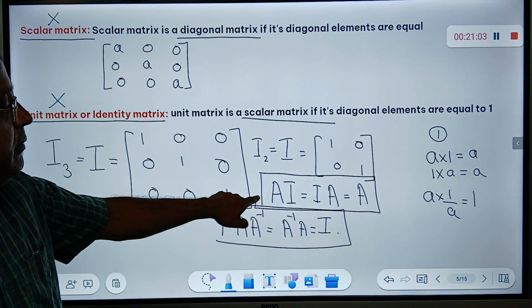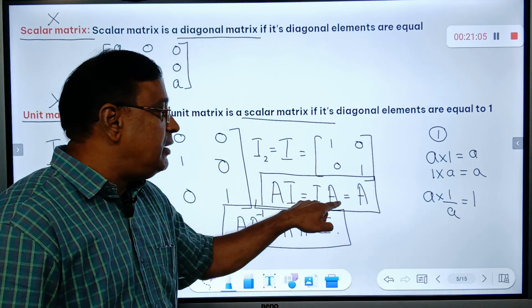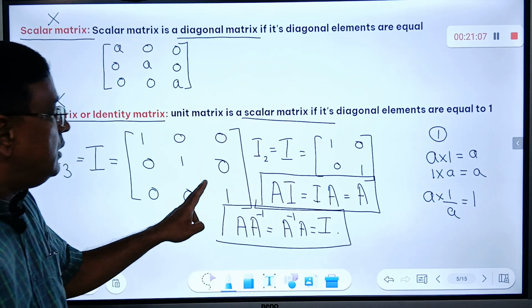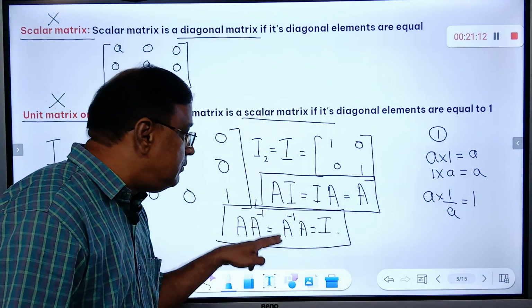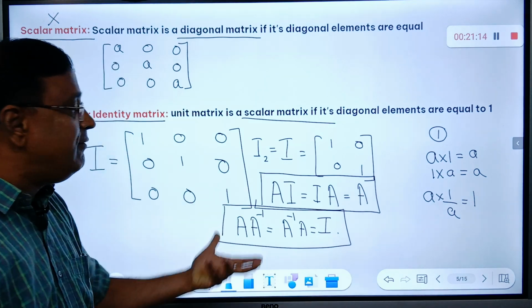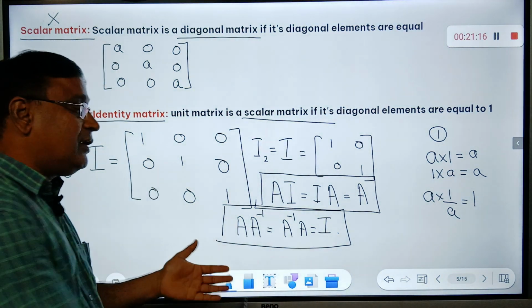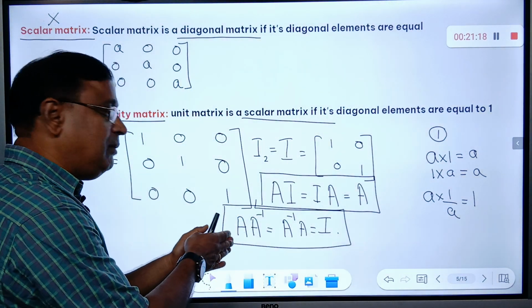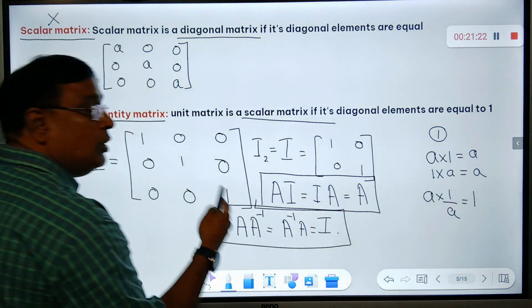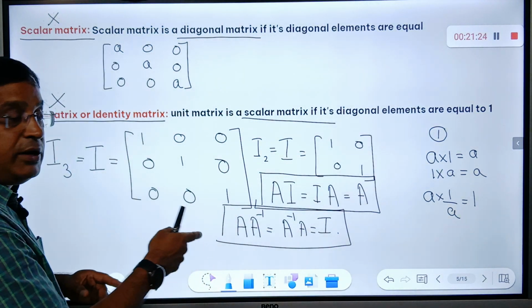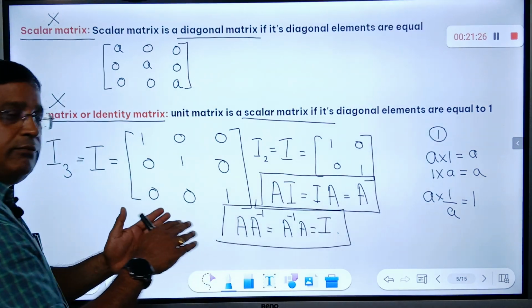If you multiply any matrix with I, or I with any matrix, you get back the same matrix. If A is multiplied with its inverse, and A inverse is multiplied with A, when I say A inverse, it's like 1 by A. There are a lot of conditions right now, and since I'm introducing the unit matrix, I'm just saying this: A must be a square matrix if the inverse has to exist. All that we'll discuss later.